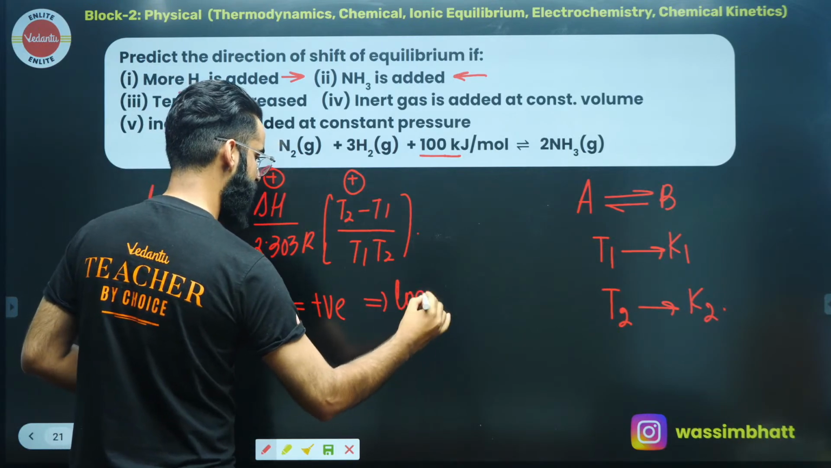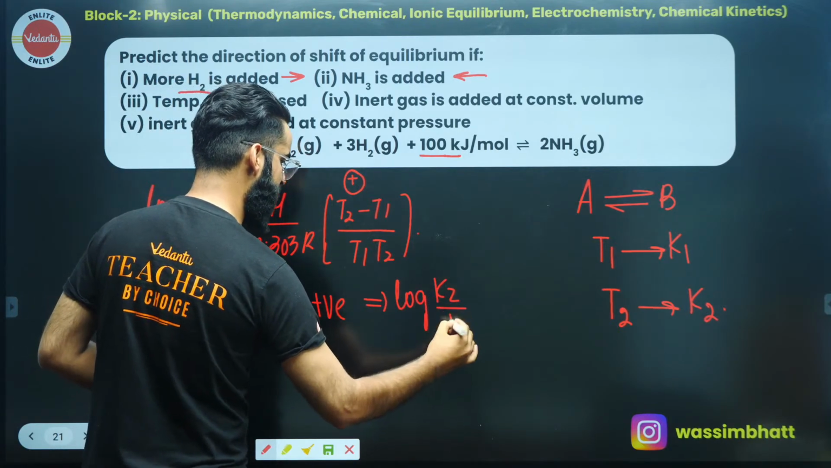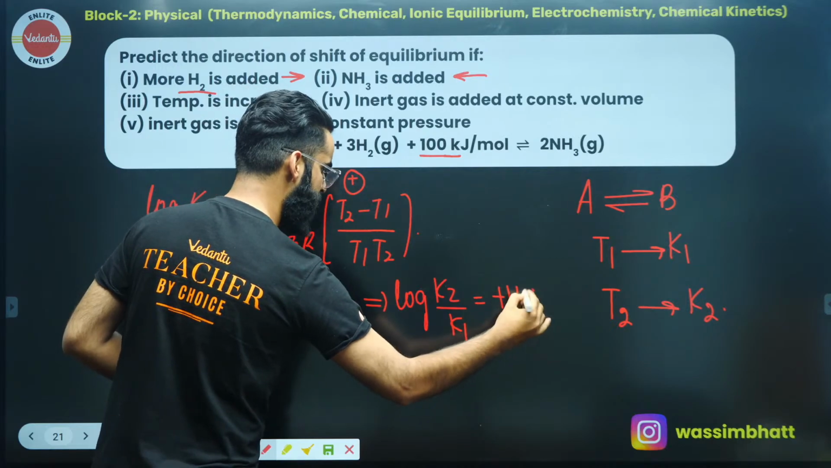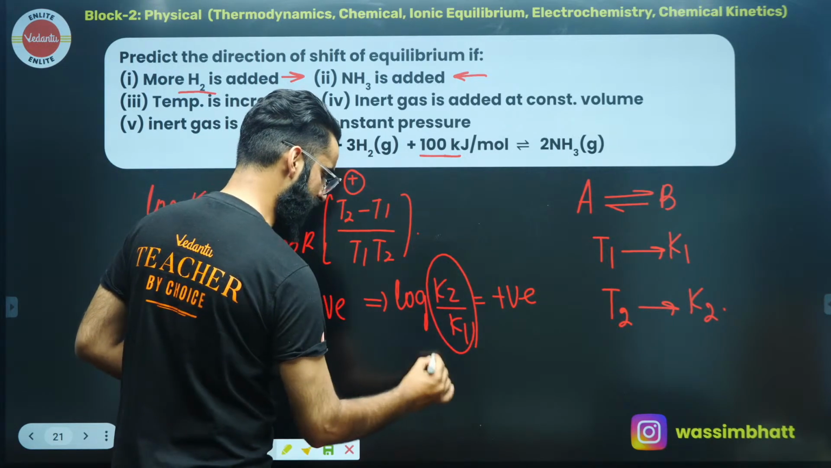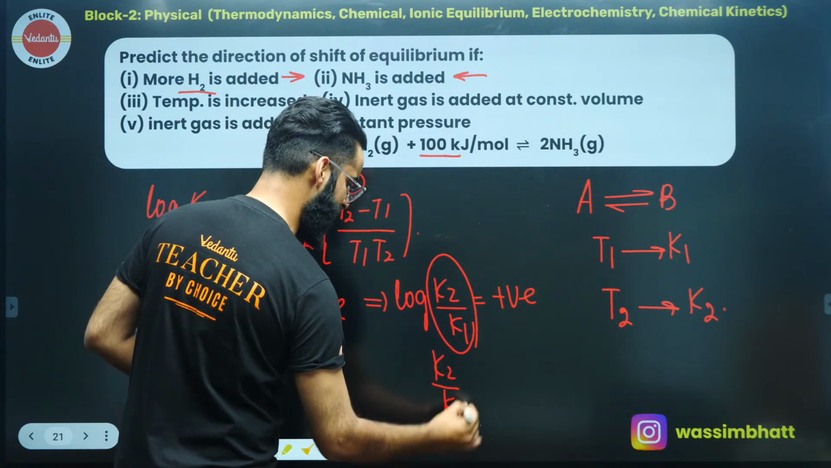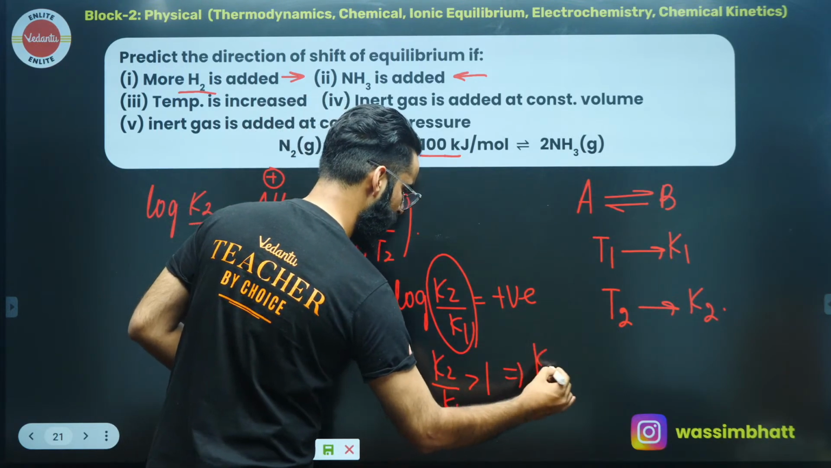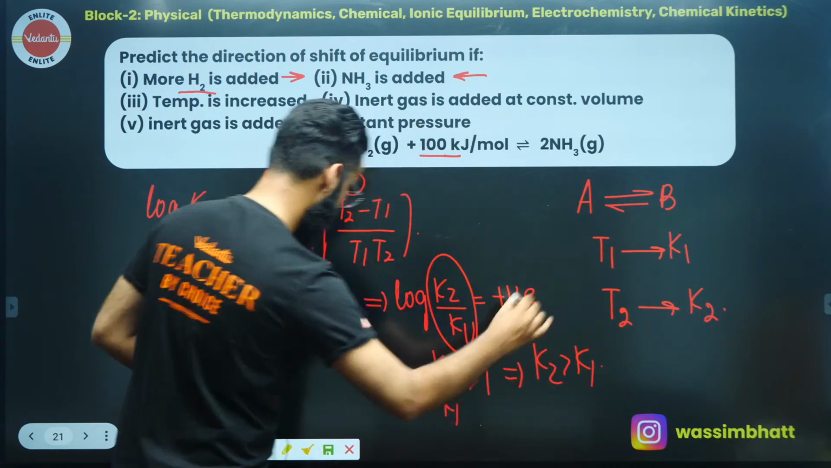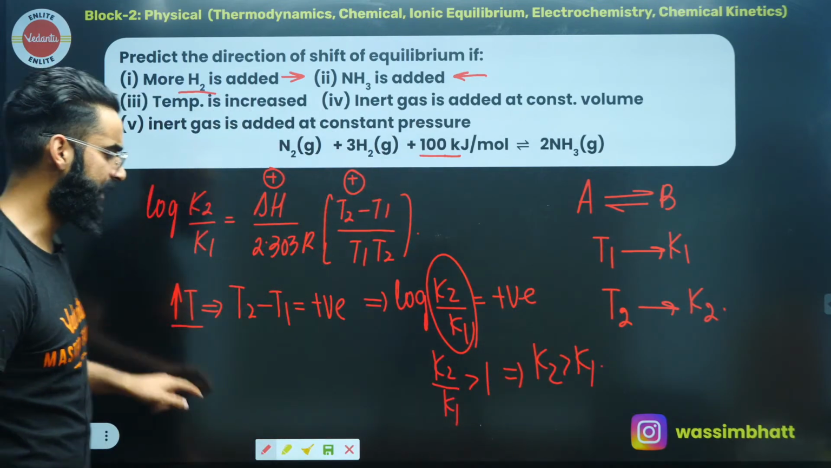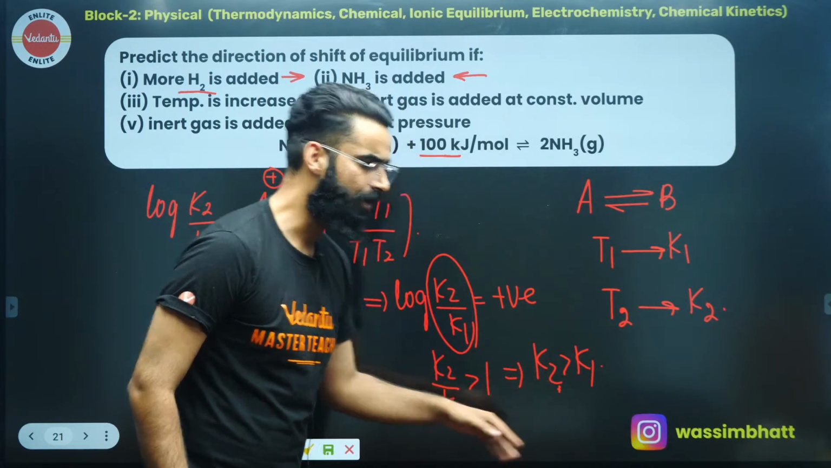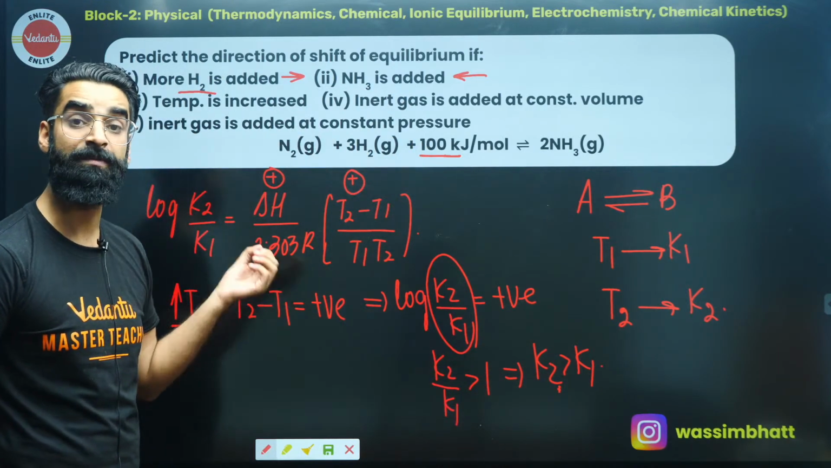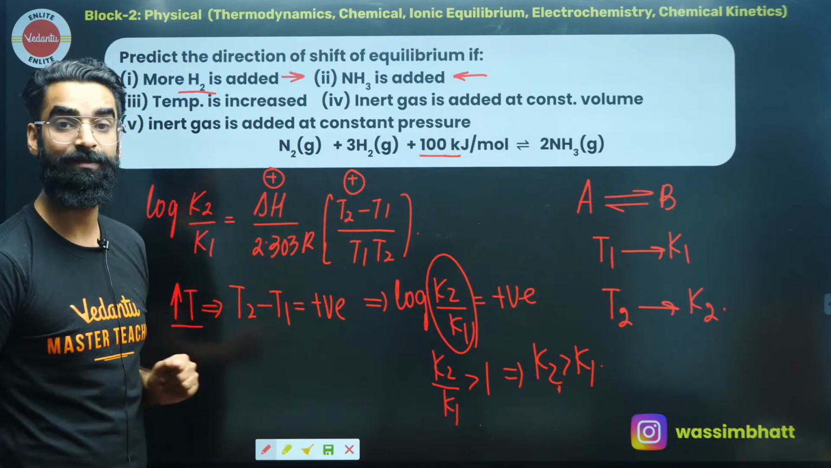What is meant by that? That means log of K2 divided by K1 is positive. When is that possible? When can log of K2 by K1 be positive? That is only possible when K2 divided by K1 is greater than 1, which is only possible when K2 is greater than K1. So basically, on increasing the temperature, what is happening to the equilibrium constant? Equilibrium constant is increasing, right? On increasing the temperature, equilibrium constant is increasing for the endothermic reaction.